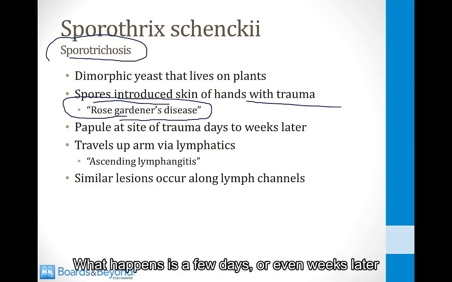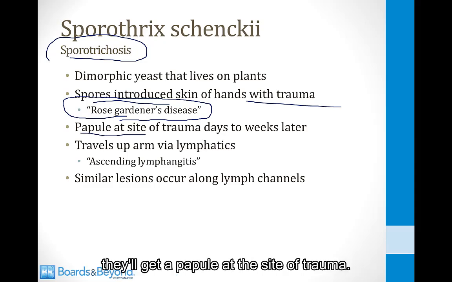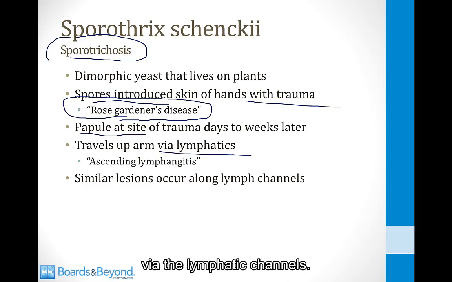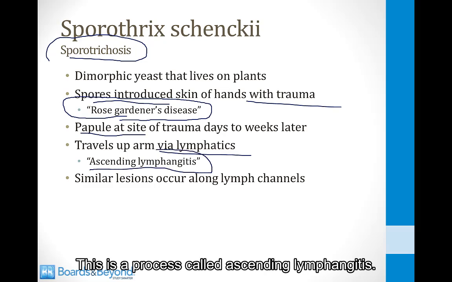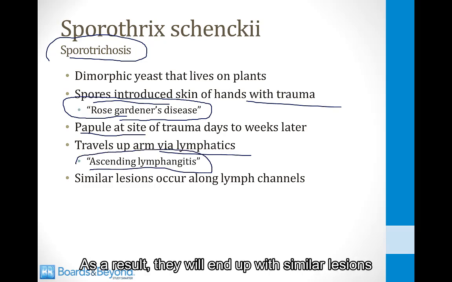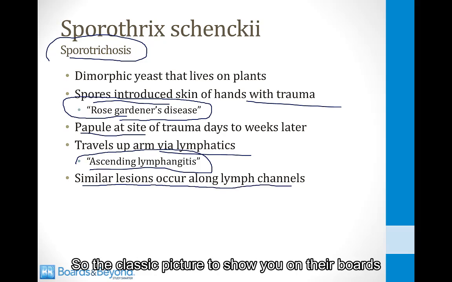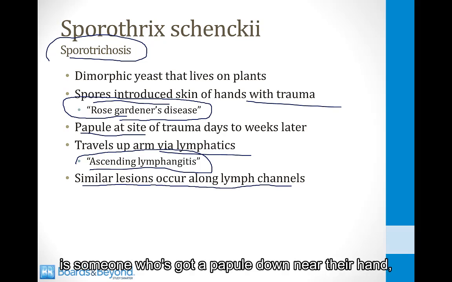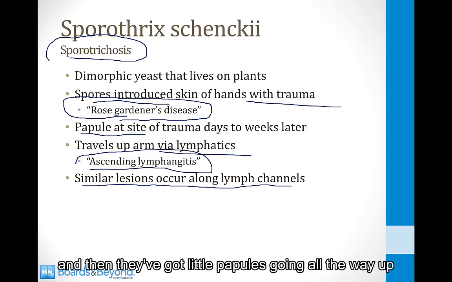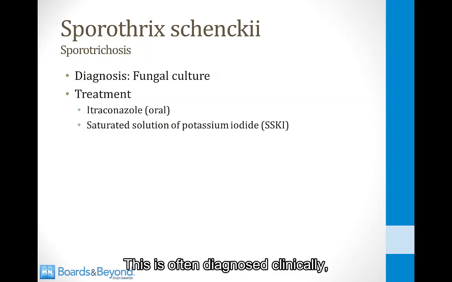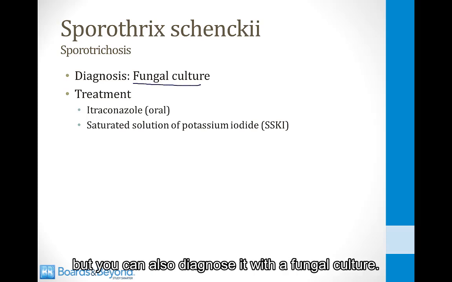What happens is a few days or even weeks later, they'll get a papule at the site of trauma, and then the fungi travels up the arms via the lymphatic channels. This is a process called ascending lymphangitis. As a result, they will end up with similar lesions all along the lymph channels going up their arm from the hand up to their shoulders. So the classic picture to show you on your boards, and you can find examples of this online, is someone who's got a papule down near their hand, and then they've got little papules going all the way up their arm to the shoulder. This is often diagnosed clinically just by recognition of the classic rash, but you can also diagnose it with a fungal culture.